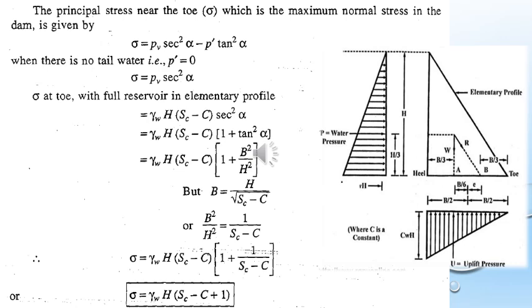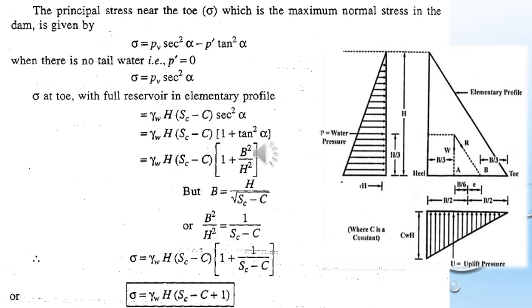So sigma at the toe with full reservoir condition in the elementary profile. So sigma is equal to gamma W into H (SC minus C) sec square alpha. So gamma W H into (SC minus C) times (1 plus tan square alpha). So gamma W H into (SC minus C), times (1 plus B square upon H square).